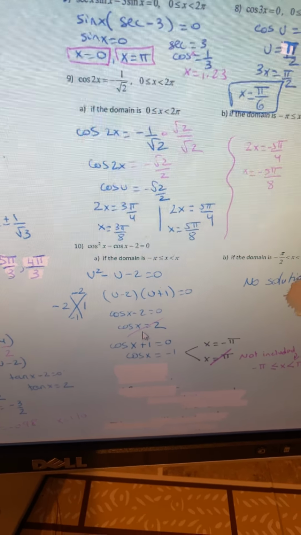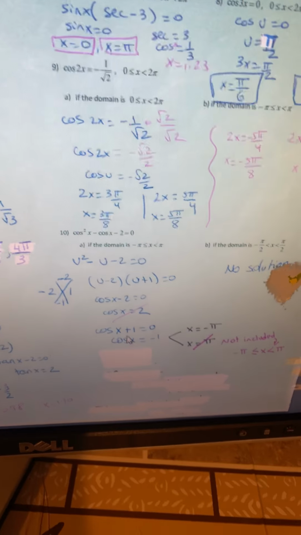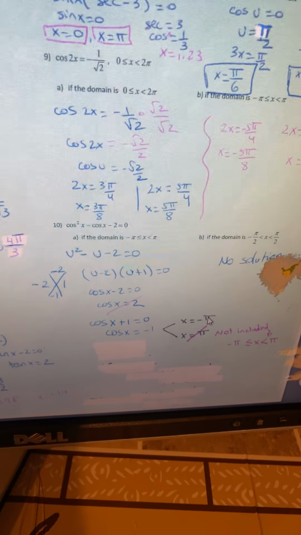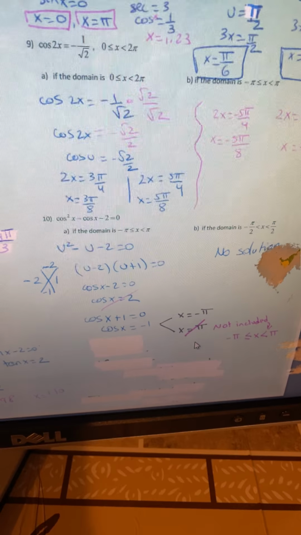The first part of number 10, substitute and solve it using the x method. You get a cosine equals 2. That's not acceptable. Cosine has to be between -1 and 1. And the second one, you get a negative pi. And this is acceptable.